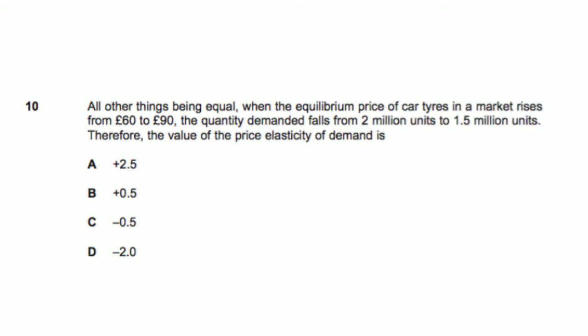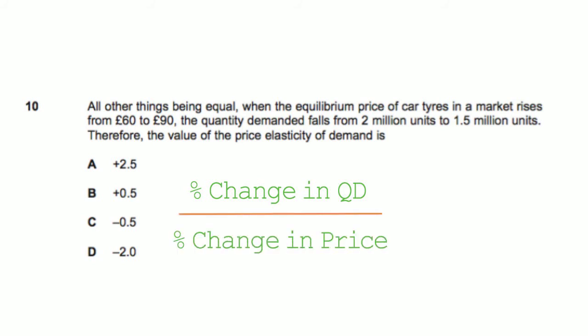All other things being equal, when the equilibrium price of car tyres in a market rises from £60 to £90, the quantity demanded falls from 2 million units to 1.5 million units. Therefore, the value of price elasticity of demand is, and then we have our four options. So first, we need to look at the formula for price elasticity of demand. And this is the percentage change in quantity demanded divided by the percentage change in price.